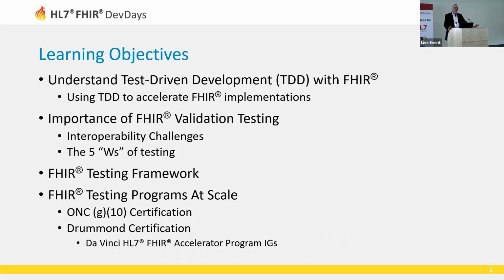And then we're going to do a brief flyover of the FHIR specification where we actually have a testing framework definition inside the spec, and then close out with a little brief discussion on some of the FHIR testing programs at scale, 2 of which we have here in the US, ONC G10 certification, and with Drummond, we have certification for the CMS guidelines, and they follow the DaVinci HL7 FHIR Accelerator Program IGs.